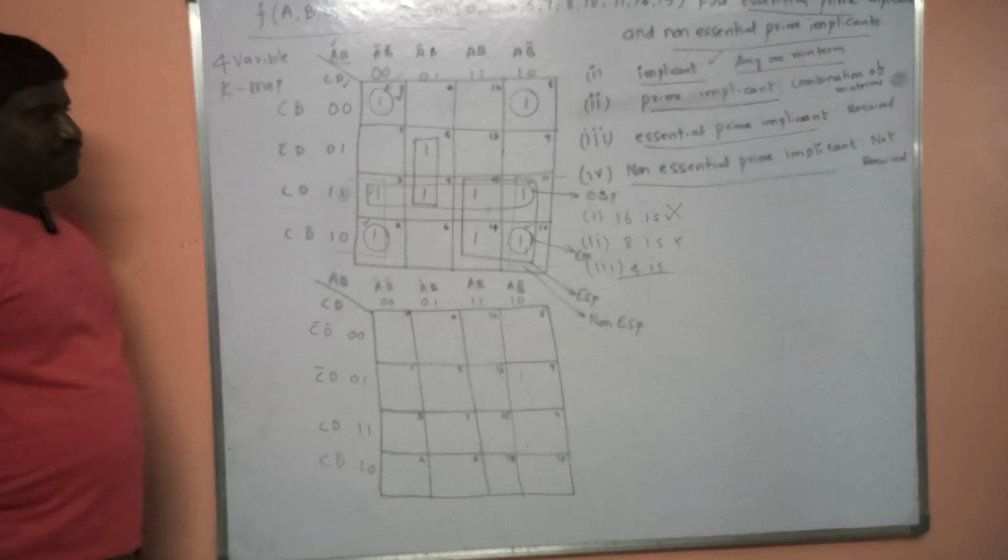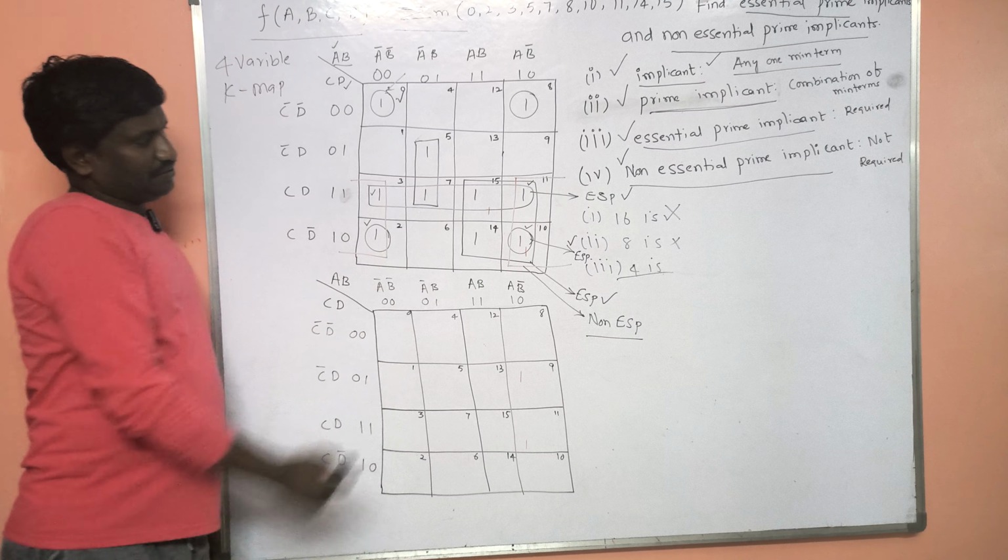Now we can write the expressions for them. What exactly is the expression for these 4 ones? What exactly is the expression for these 4 ones? Similarly, I can write the expression for these 2. Similarly, I can write the expression for these 4 ones. Okay, I can also write the expression for these 4 ones. This is one way of looking into it.